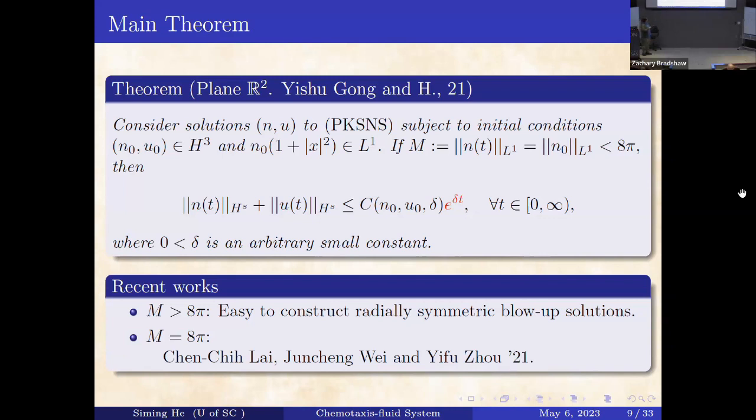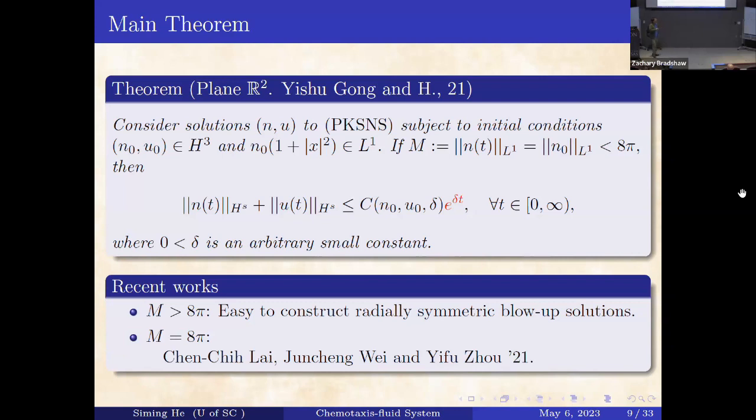If you are at A pi, there is a group, Lai Chen Chi, Wei Juncheng and Zhou Yifu, who showed that you have global well-posedness. But if your mass is bigger than A pi, you can easily cook up blow-up solutions for this kind of model. Okay, so basically we have a picture here.